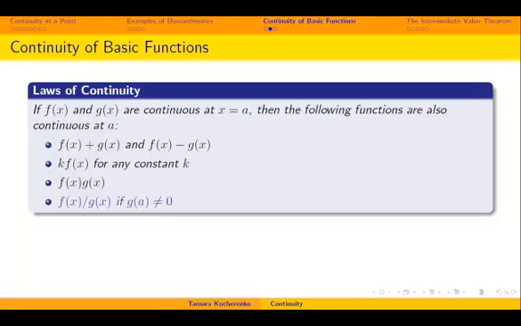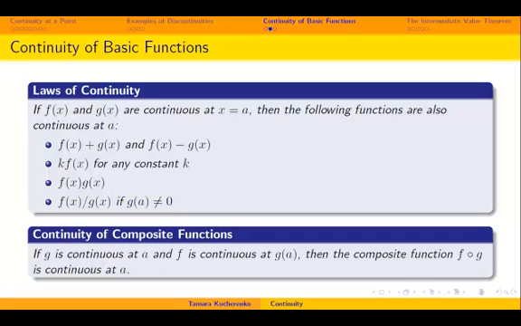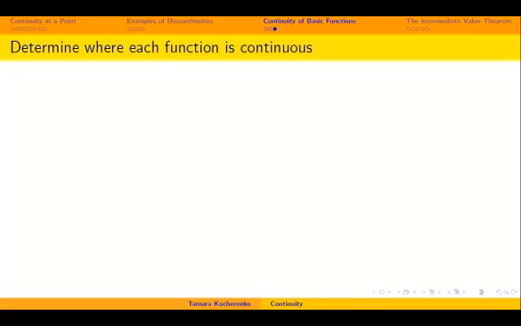We also have a statement about continuity of composite functions. If a function g is continuous at a and function f is continuous at g of a, then the composite function f of g is continuous at a. The next four examples illustrate how these results are applied. In each example, we determine where the function f is continuous.